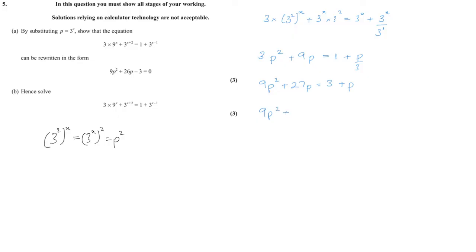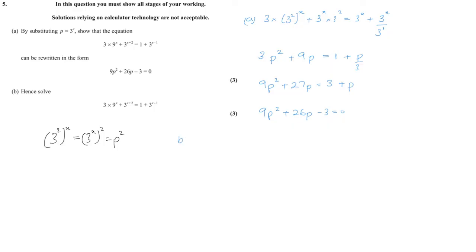9p squared plus 26p minus 3 equals 0. And that is part A done. Okay, and that's something you want to learn. Got to learn how to deal with these indices. I've seen this question on quite a few papers now. It's obviously a non-calculator question, as this lines up the top mean it's a non-calculator question.